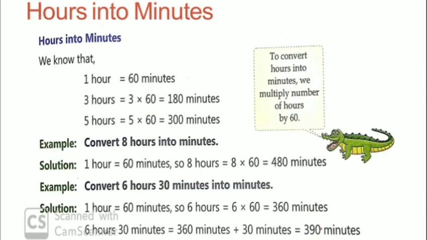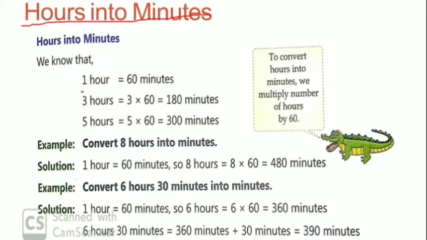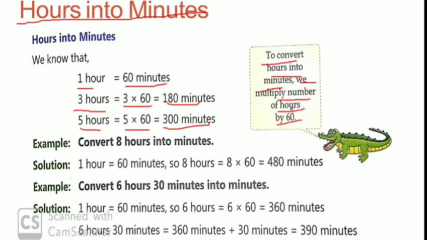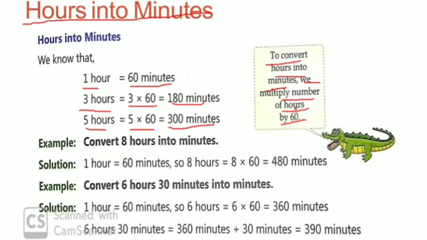Next is hours into minutes. Keep in mind 1 hour is equal to 60 minutes. Similarly, 3 hours is equal to 3 into 60, 180 minutes, and 5 hours is equal to 5 into 60, which is 300 minutes. So, to convert hours into minutes, we multiply the number of hours by 60. When we have to convert hours into minutes, we just have to multiply the number of given hours by 60.